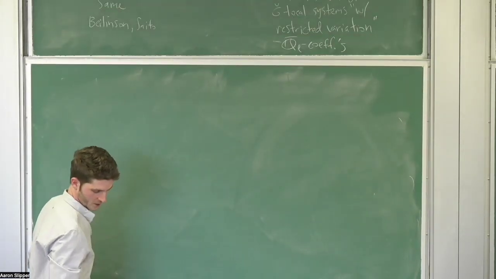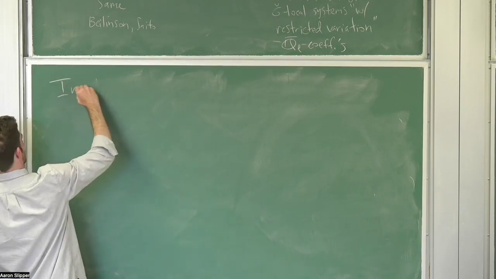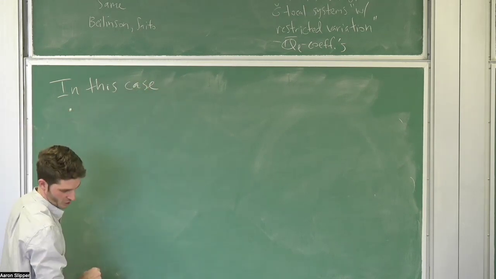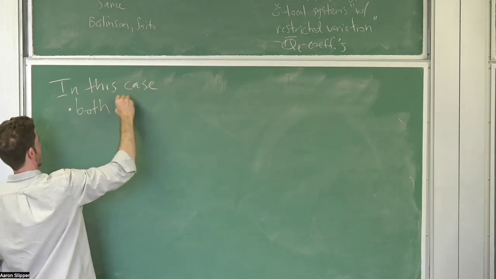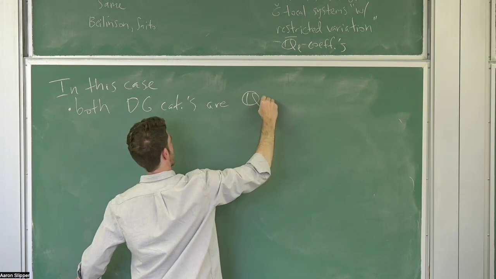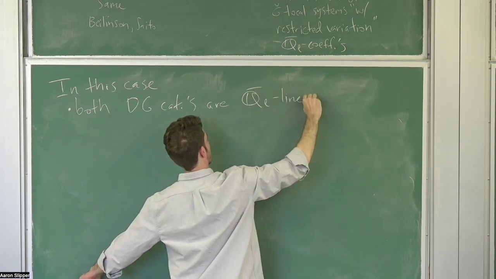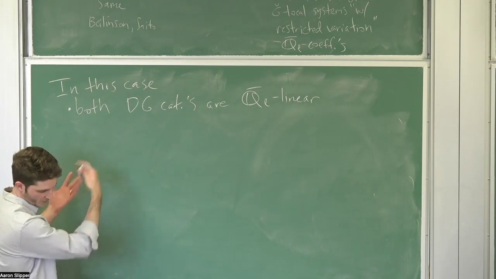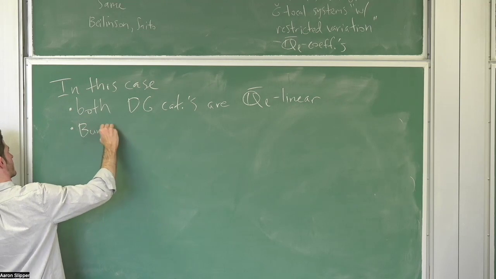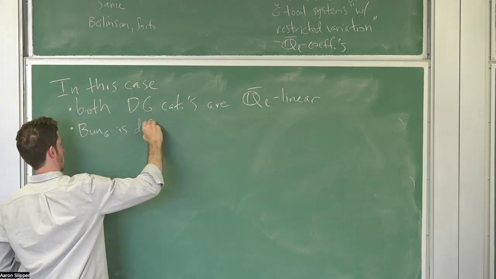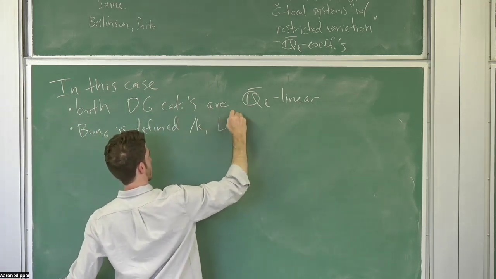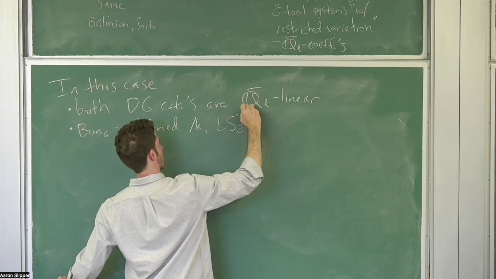So more remarks, getting our coefficients straight. Both DG categories are Q̄ℓ-linear, and the equivalence is as such. Like in the Betti case, Bun_G is going to be defined over whatever the ground field was, arbitrary algebraically closed. And this LocSys restricted will be really something over Q̄ℓ.